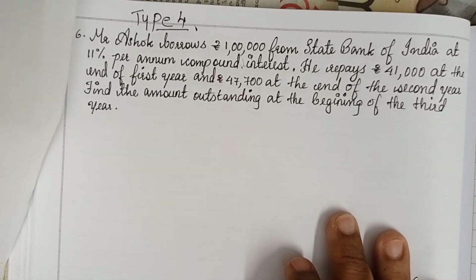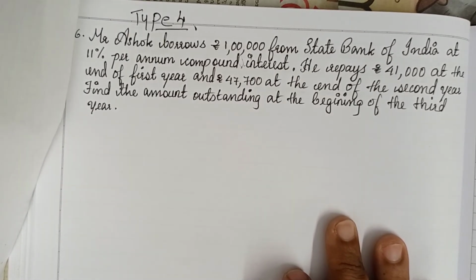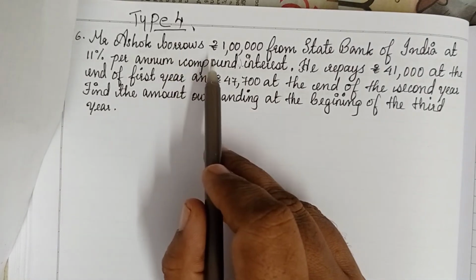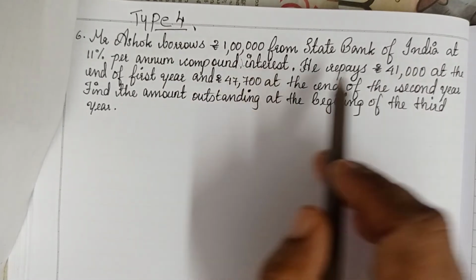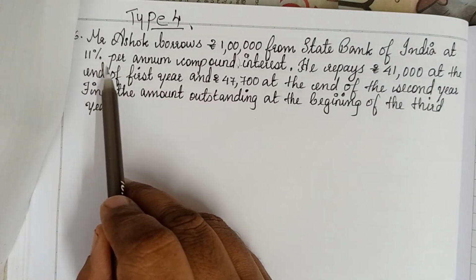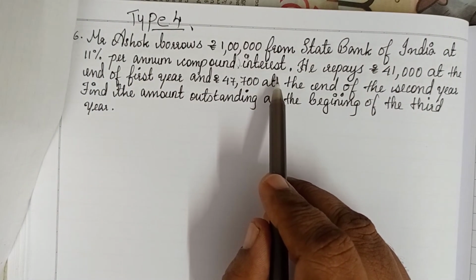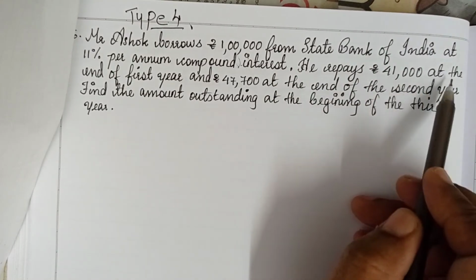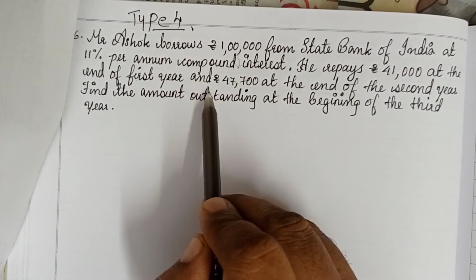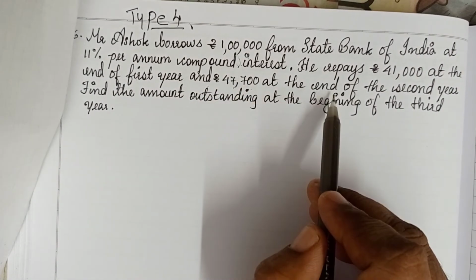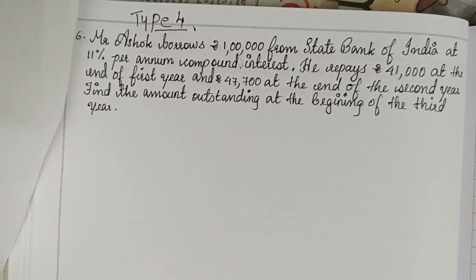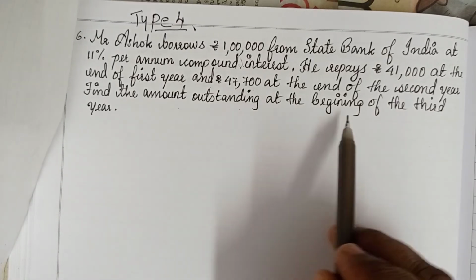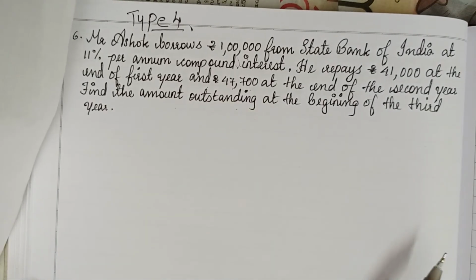Right, type 4. What's the type 4 question? Mr. Ashok borrows rupees 1 lakh from State Bank of India at 11% compound interest. The second sentence says he repays 41,000 at the end of the first year and 47,700 at the end of the second year. All of you copy the formula, then only I can explain. Find the amount outstanding at the beginning of the third year.